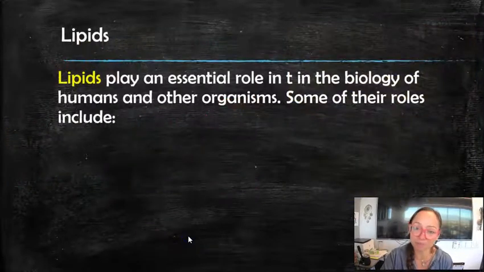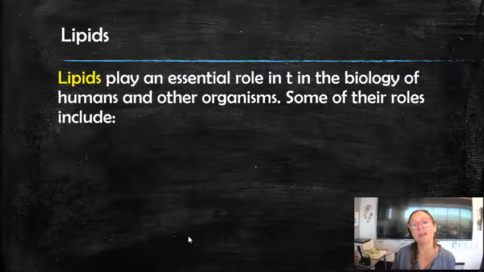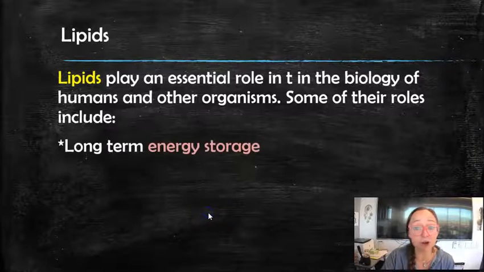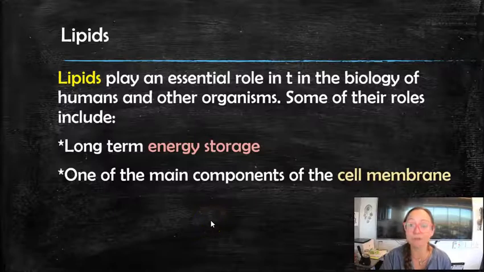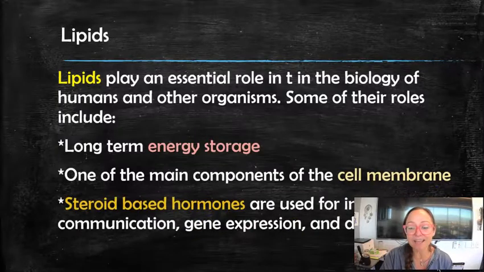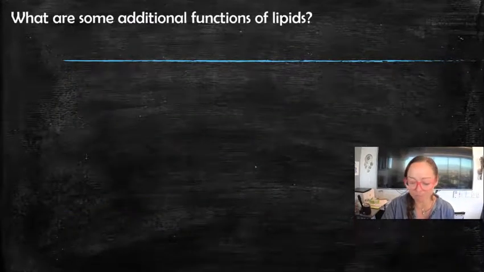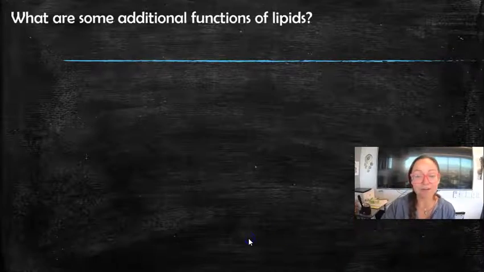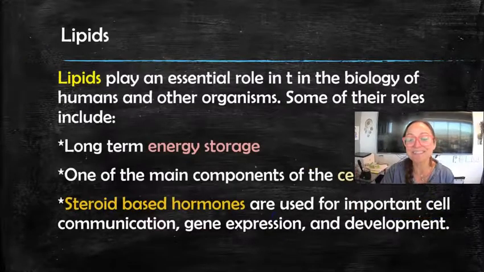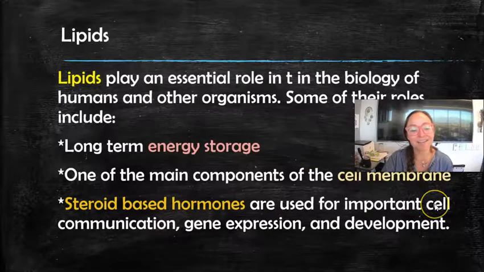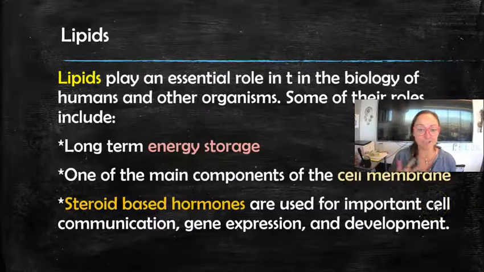Okay, so lipids have three major purposes that we talk about in a biology class. One of them is that they're long-term energy storage. They compose the cell membrane in the form of phospholipids, and they're important parts that we use for cell communication. So we have steroid-based hormones that are used for communication and gene expression.